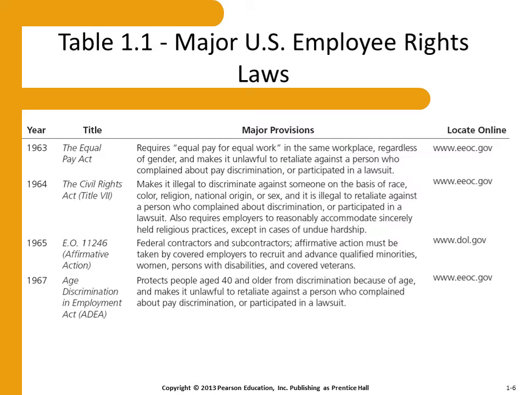In 1967, the Age Discrimination in Employment Act was enacted, and that protects people aged 40 and over from discrimination because of age, and makes it unlawful to retaliate against a person who complained about pay discrimination or participated in a lawsuit, again related to age discrimination. And now to the right, we can see that the first two acts and the last act on this page we can find on the EEOC, Equal Employment website of the government, or the Department of Labor government website.